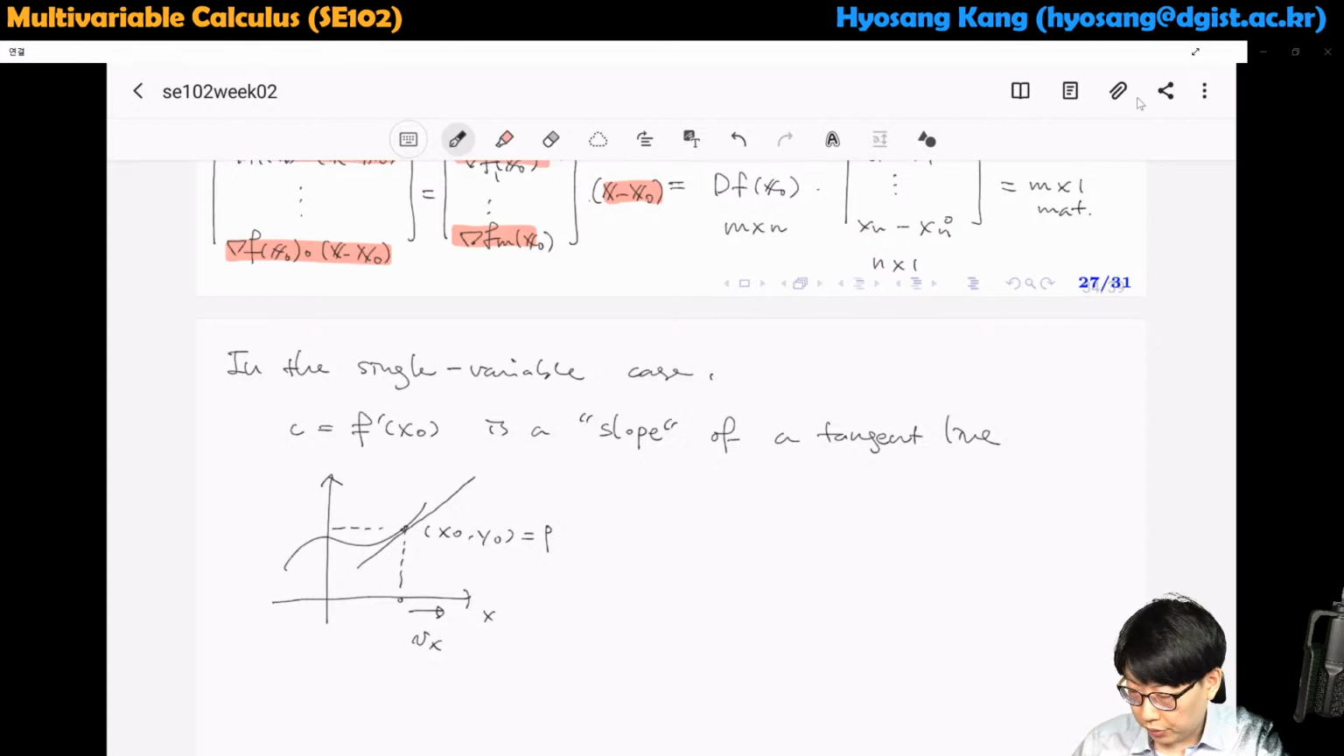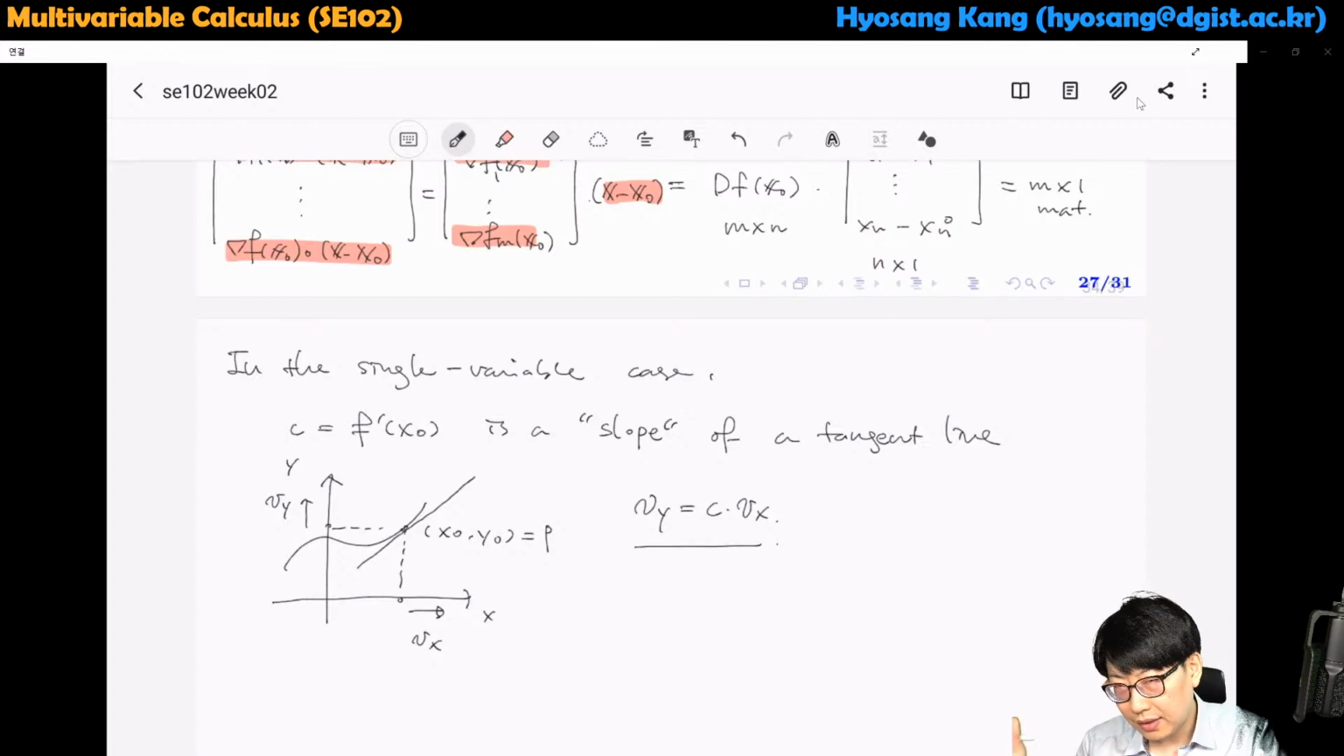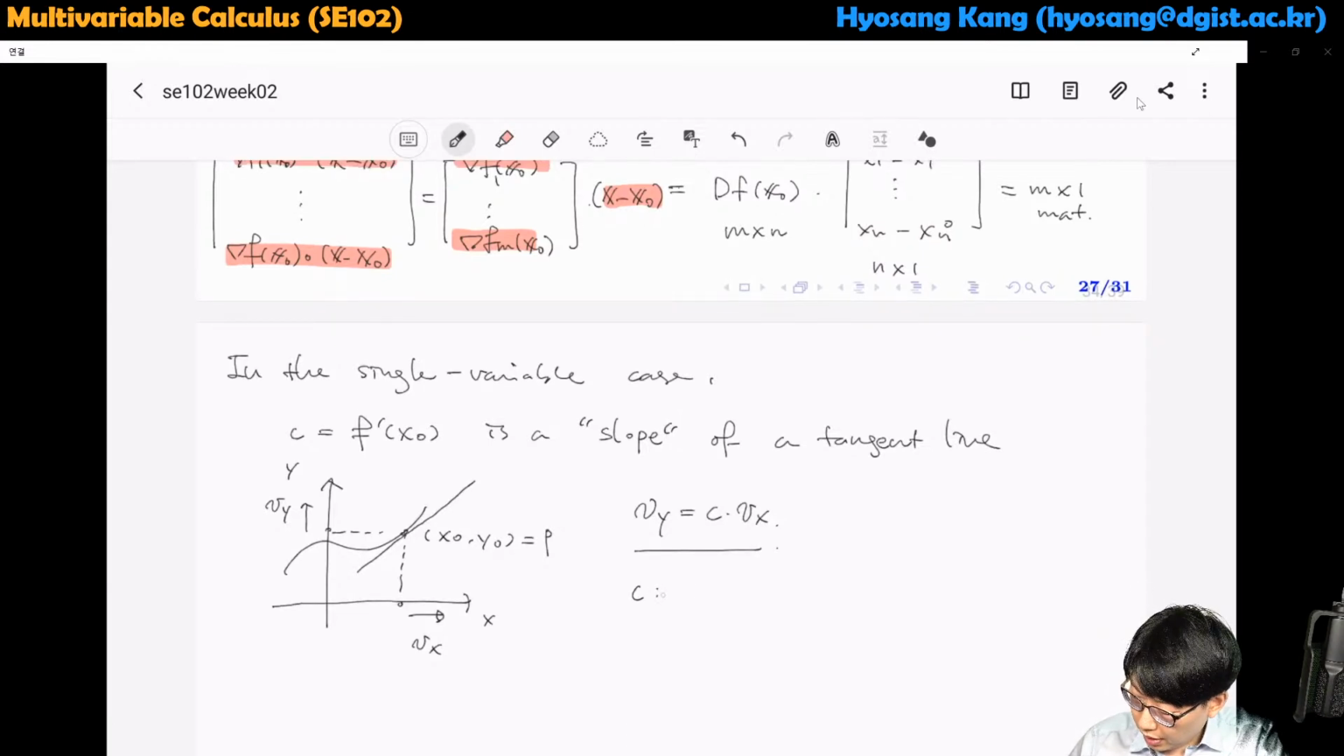Your y coordinate also moves along the y direction, so this also moves at a certain speed. Then vy is equal to vx times c, instantaneously, of course. So at that point, c can be considered as a map which sends a velocity vector to another velocity vector.